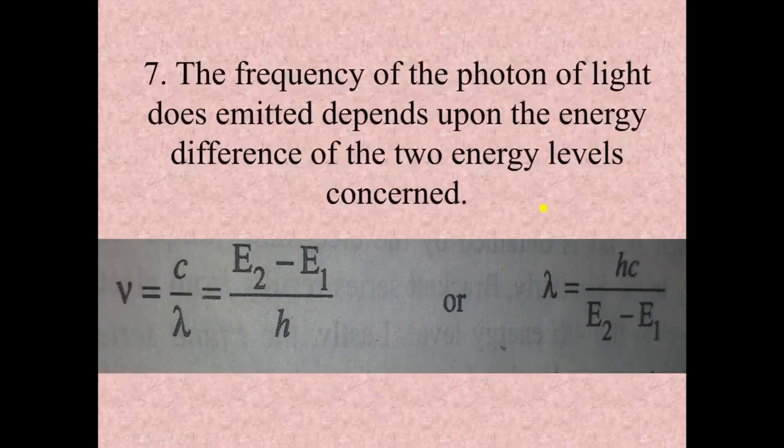Now the next postulate is that the frequency of the photon of light thus emitted depends upon the energy difference of the two energy levels concerned. Here we know the formula of delta E. Delta E is equal to h nu. So we can write delta E as E2 minus E1. So the formula will become nu is equal to E2 minus E1 divided by h. We can write nu, that is frequency, equal to c by lambda. So from this formula we can find the value of lambda, that is wavelength. So the wavelength is equal to hc by E2 minus E1, which is equal to delta E.